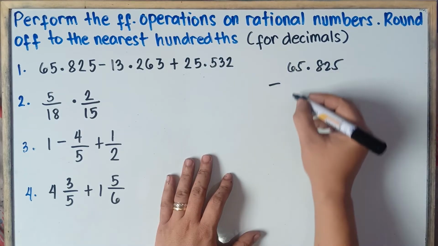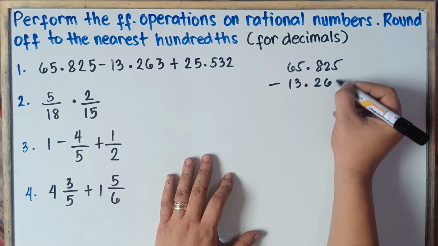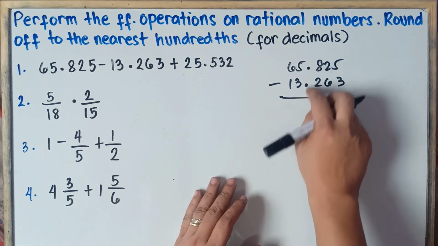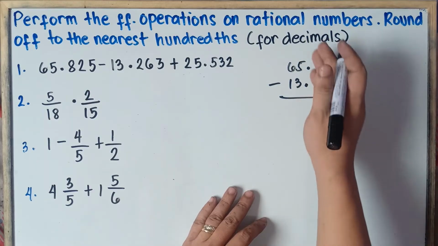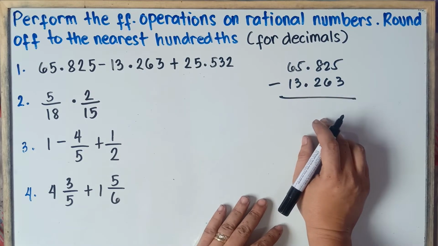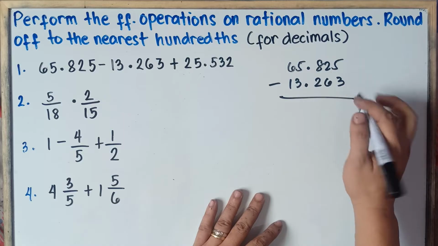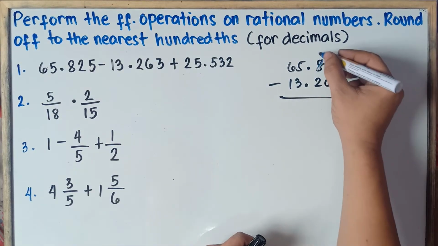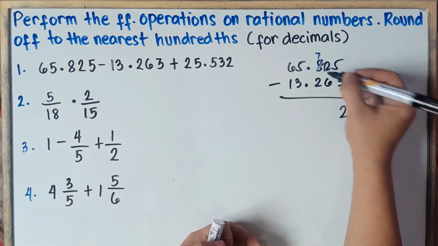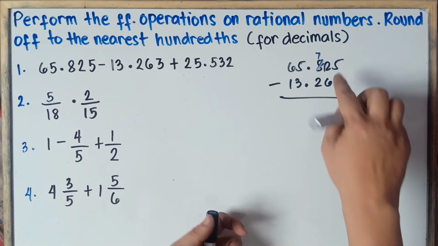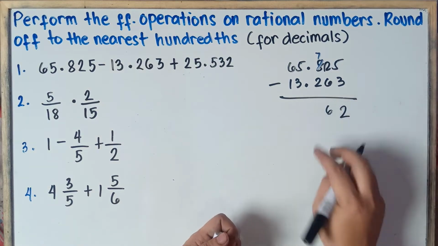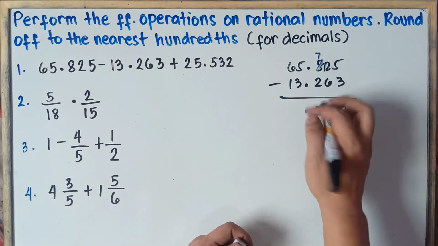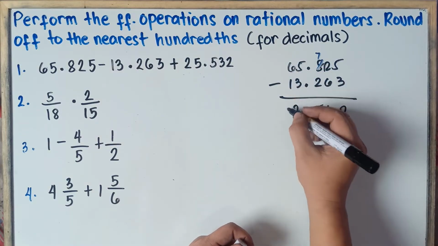65.825 minus 13.263. Once again, class, if you're adding and subtracting decimals, you align the decimal point. So we align the decimal point, that's okay. And then we simply subtract, class. 5 minus 3 is 2. 2 minus 6, that cannot be. We borrow 1, this becomes 7. This becomes 12. So 12 minus 6, that's 6. 7 minus 2 is 5. Copy the decimal point. 5 minus 3 is 2. 6 minus 1 is 5.